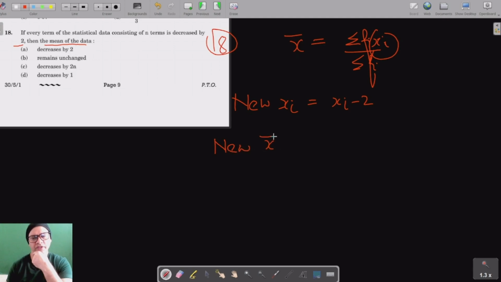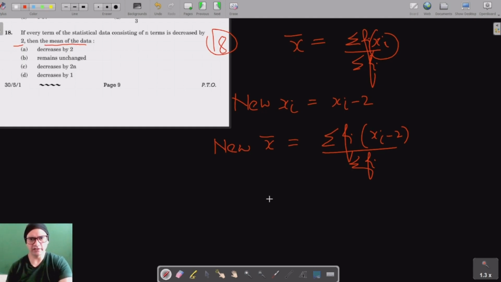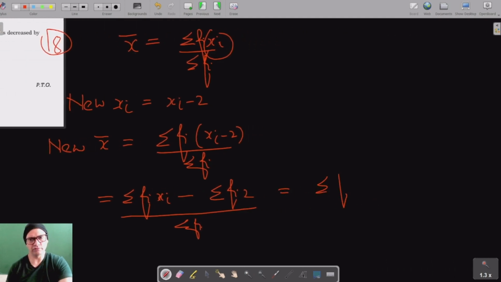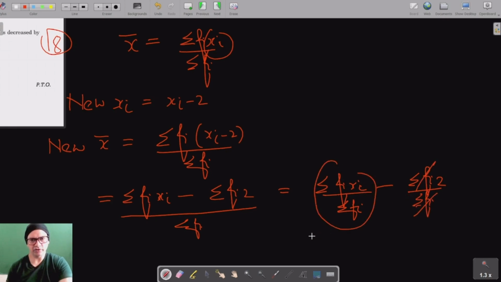So let's put in the values. That is sigma fi into (xi minus 2) upon sigma fi. If we expand this, it is equal to sigma fi xi minus sigma fi into 2, upon sigma fi. So which is equal to sigma fi xi upon sigma fi minus 2 sigma fi upon sigma fi, which gets cancelled. And this was our mean.